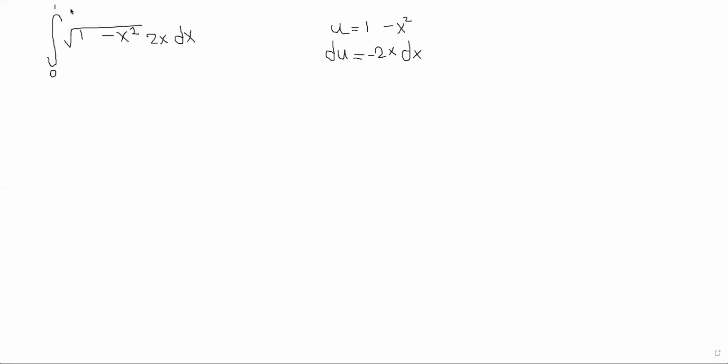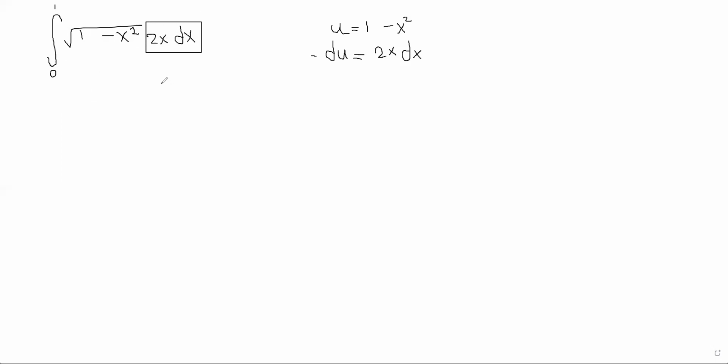The whole reason for doing that is because I'm going to combine these two. I'm going to go over to the differential equation. du is negative 2x dx. I'm going to multiply both sides by negative 1. So the du becomes negative, and the other side becomes positive. So then we replace that with negative du then? Exactly.